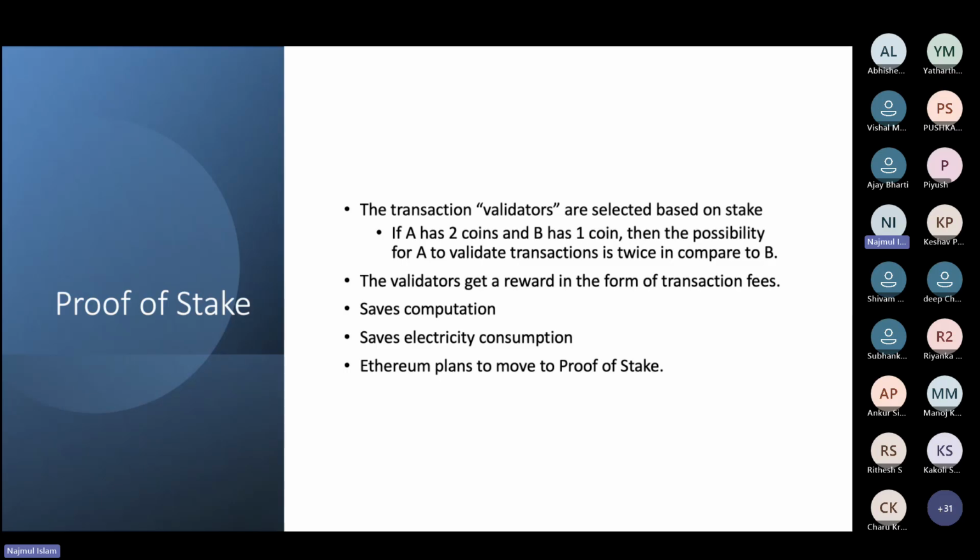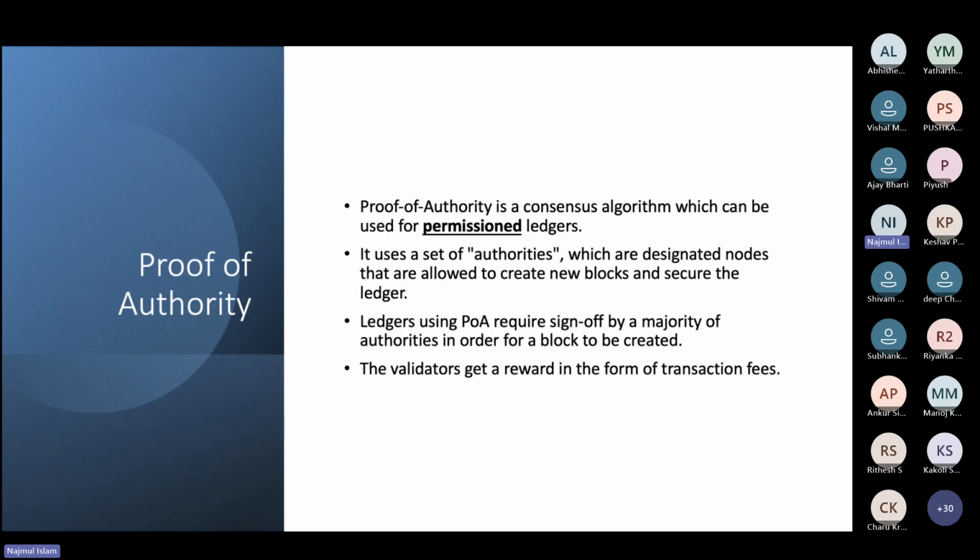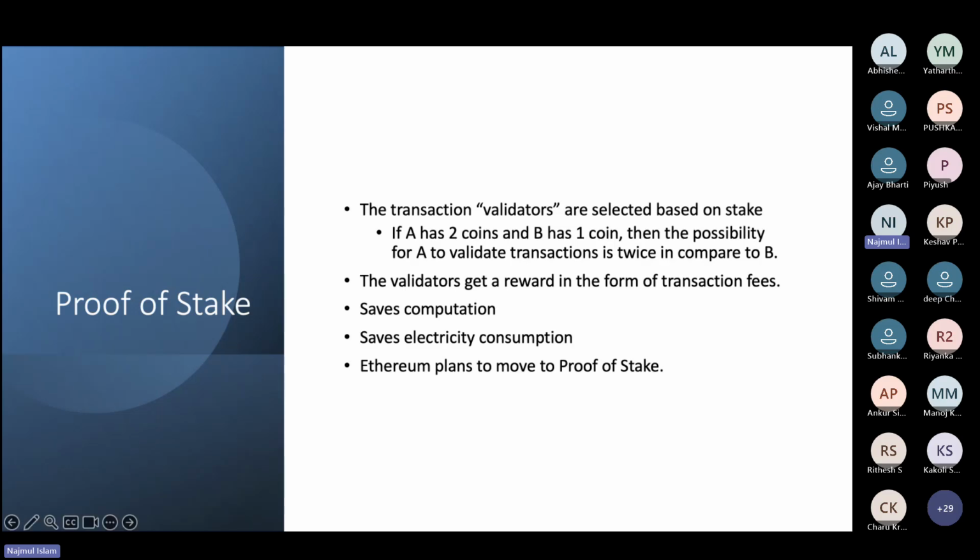This means that if somebody has more stake, then he will be selected. So computation is less, and computation power is less required. Similarly, this means that it can also save energy. And Ethereum has already moved to proof of stake. It is an old slide, so it has already moved. I will change that.